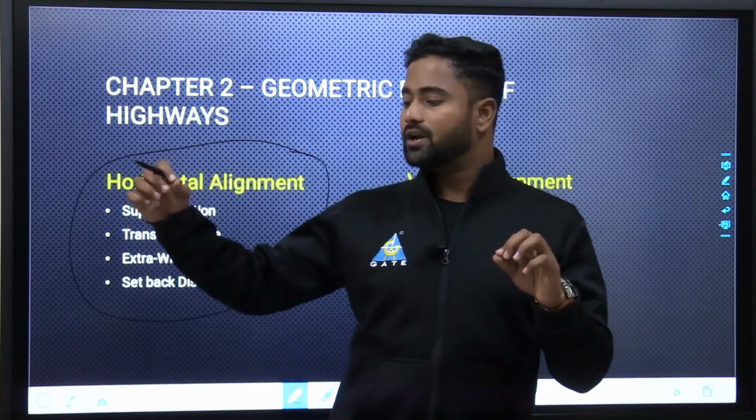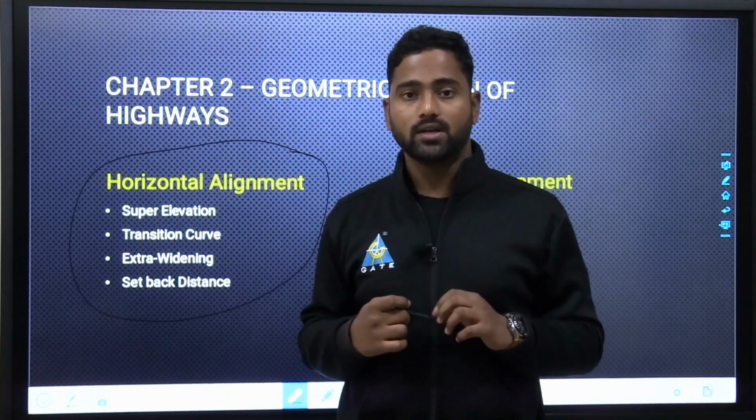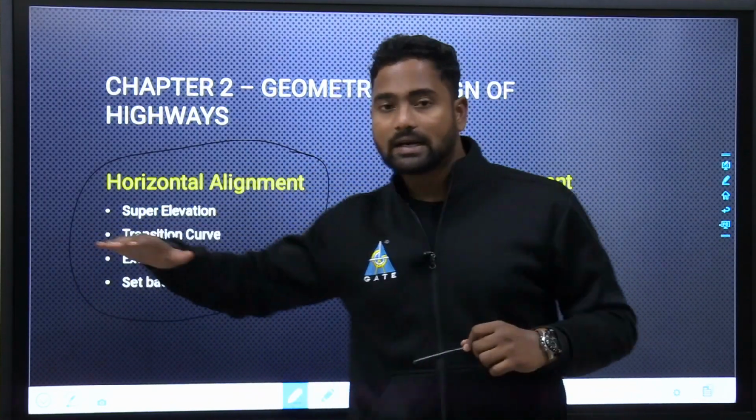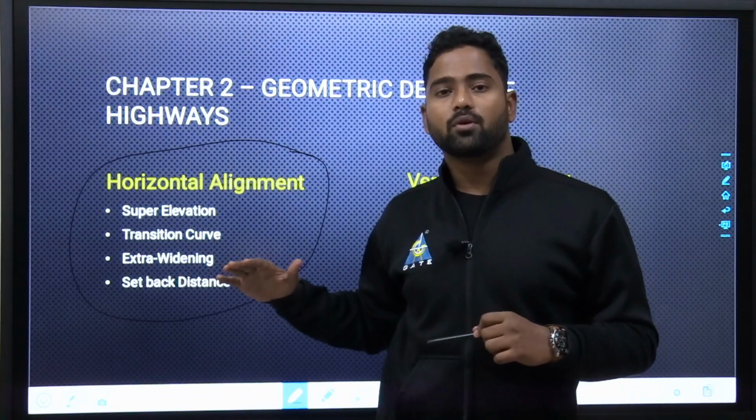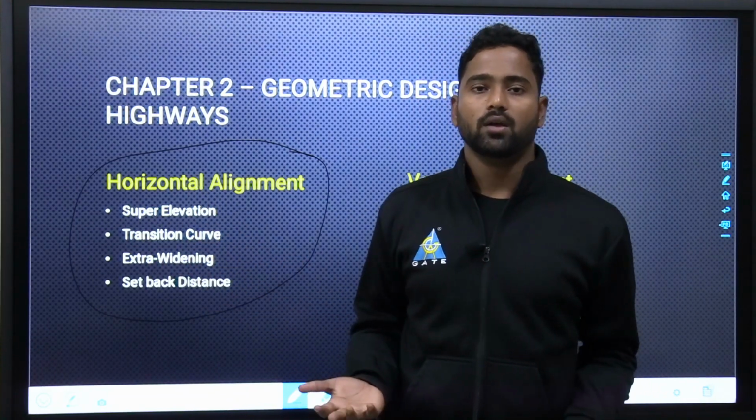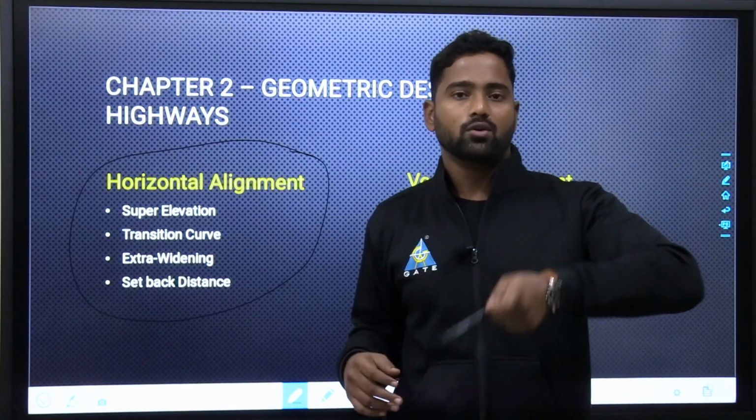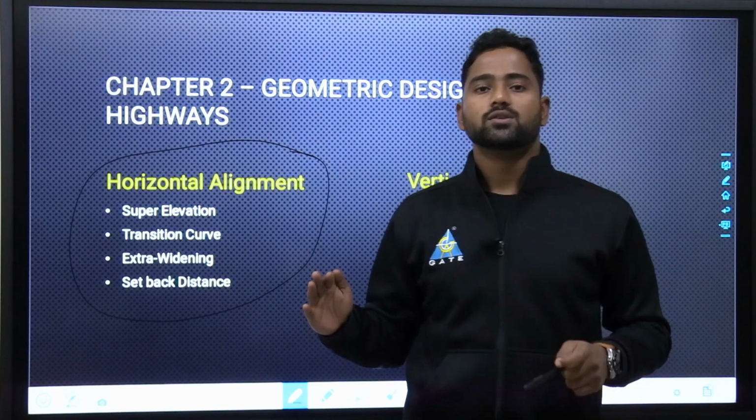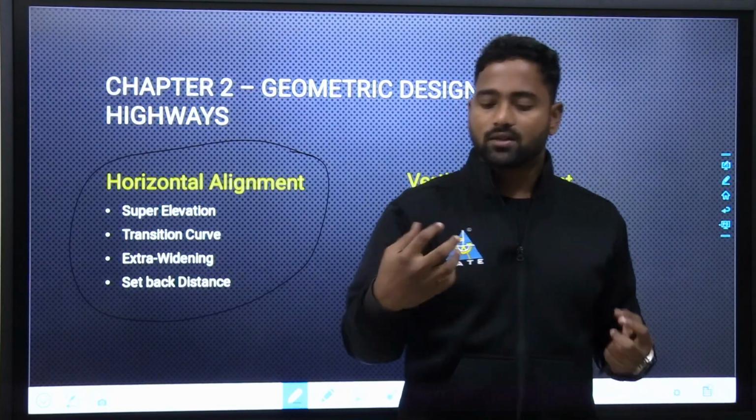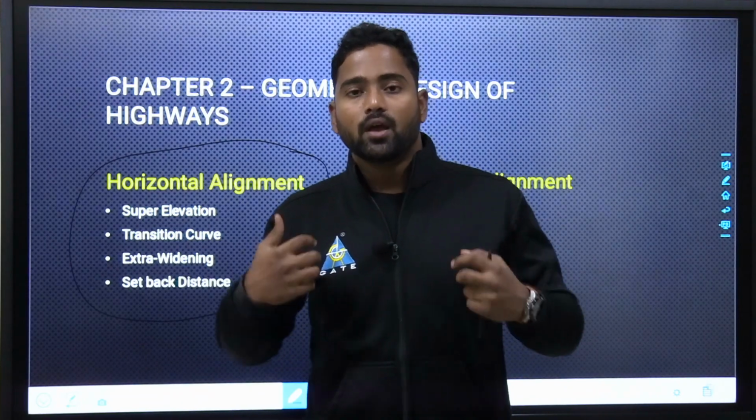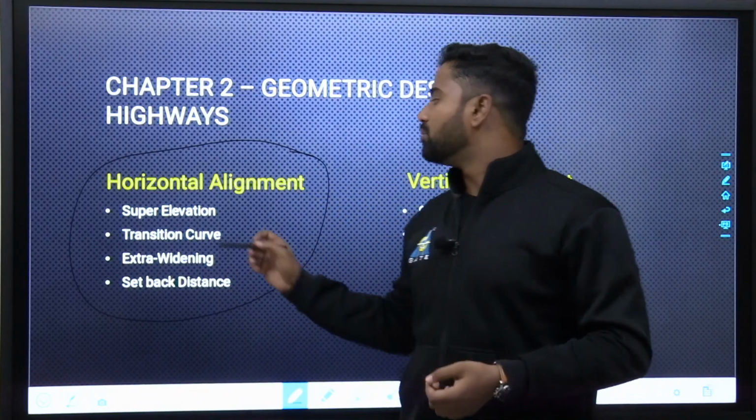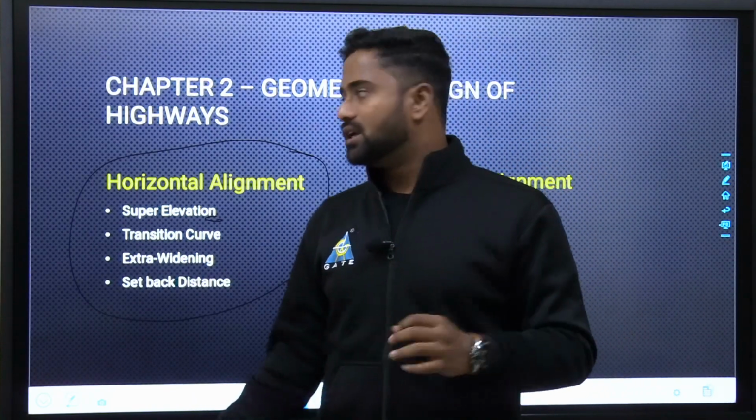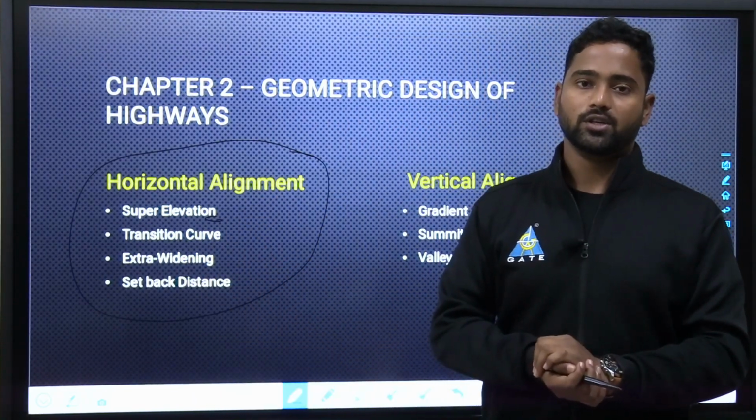Super elevation is the raising of the outer edge with respect to the inner edge. All of this is because of horizontal alignment, meaning horizontal curves. Whenever you provide a road, curves are quite normal. Whenever you move from one road to another road, you will see a curve. In the curve there will be some centrifugal force. In order to overcome that, we provide some super elevation. Raising of the outer edge with respect to the inner edge is generally considered super elevation.